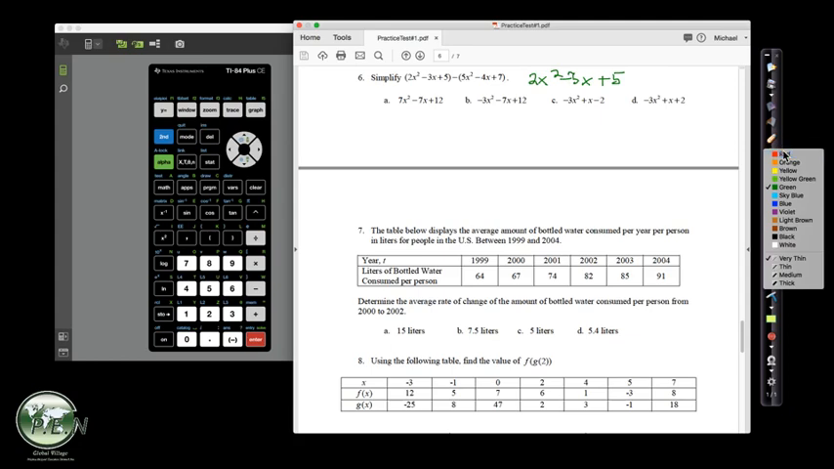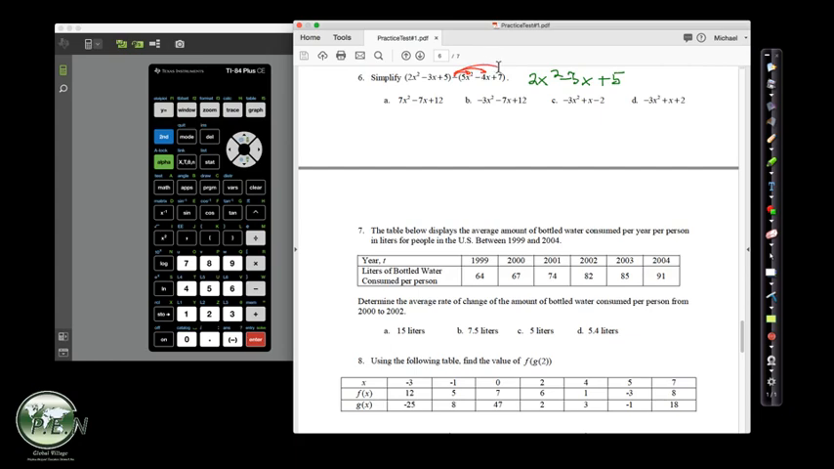This next step is what a number of students will miss, is that you have to distribute this negative to each of these terms. So it's negative 1 times each of these following terms, which is going to change the sign on each of them.